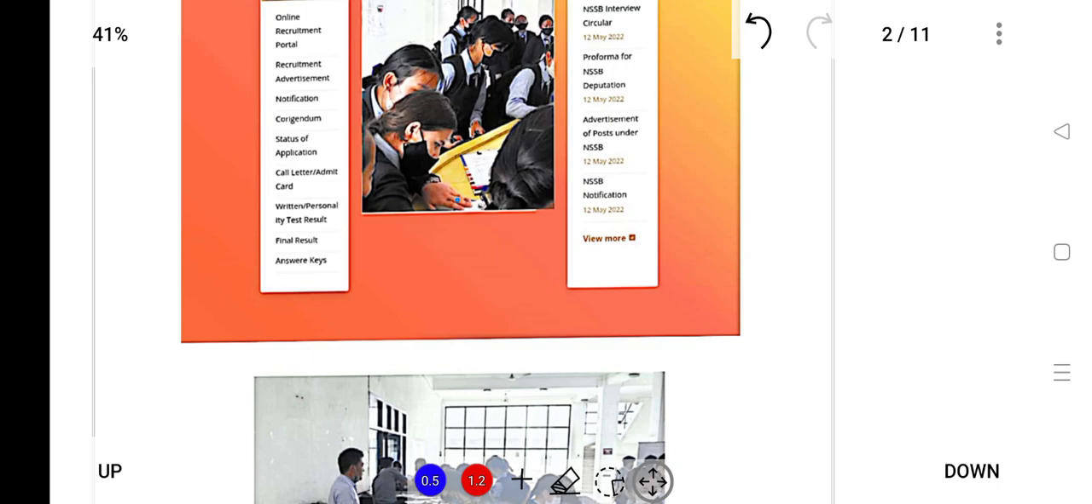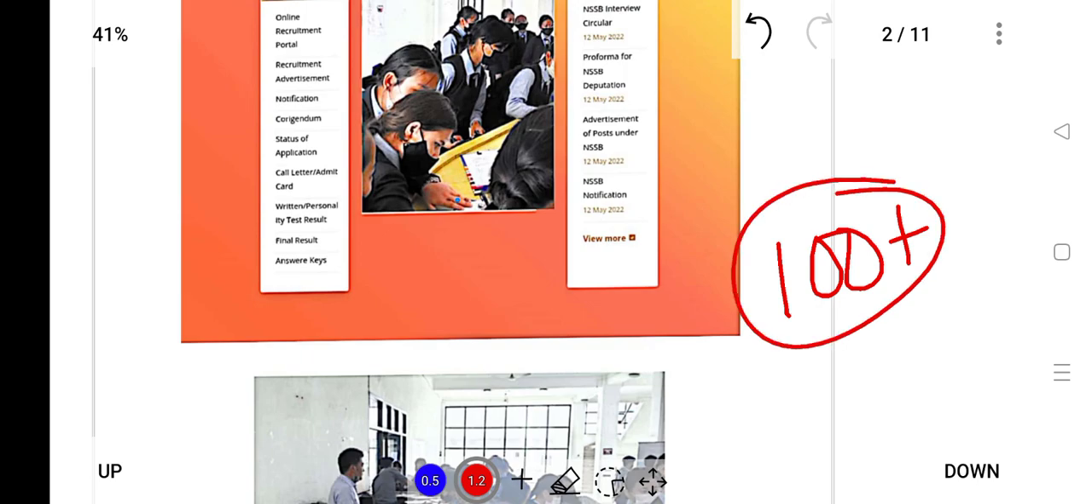More than 100 posts will be advertised under NSSB for grade 3 and 4, which will cover LDA and various other posts that are not under NBSE. So the advertisement will come out next week.